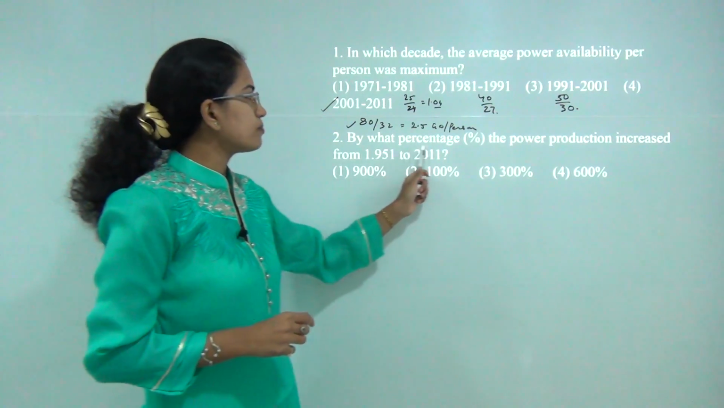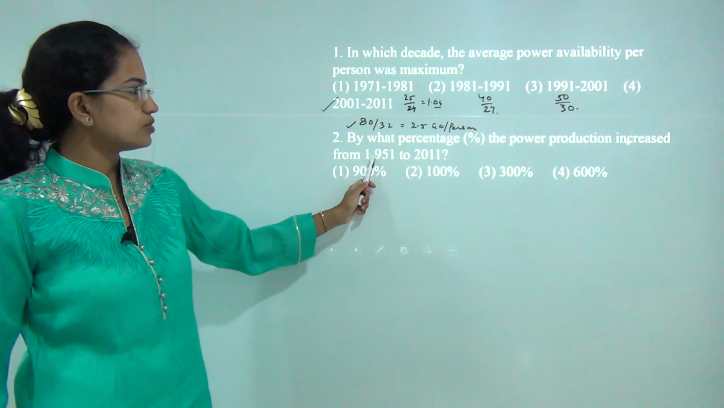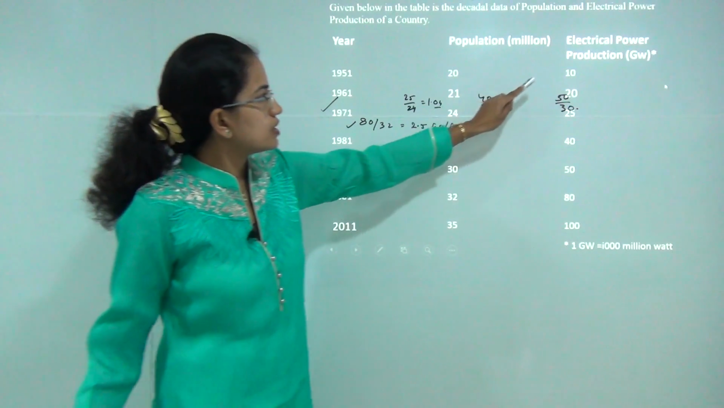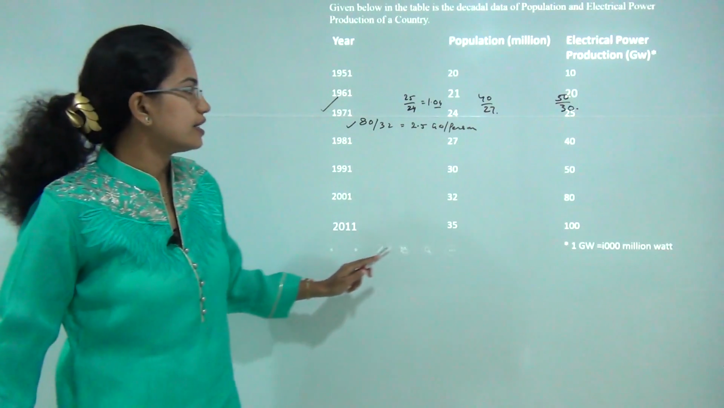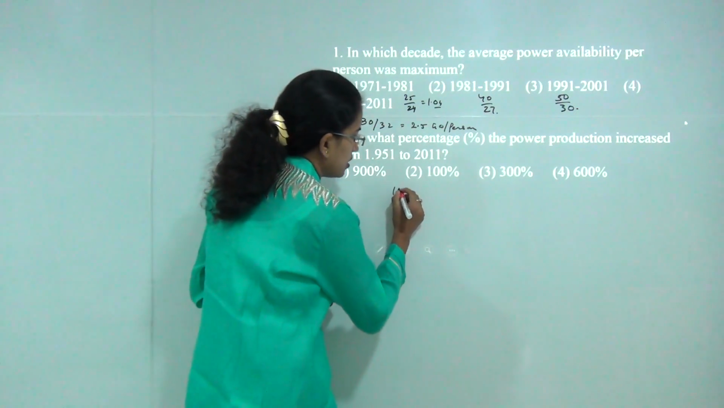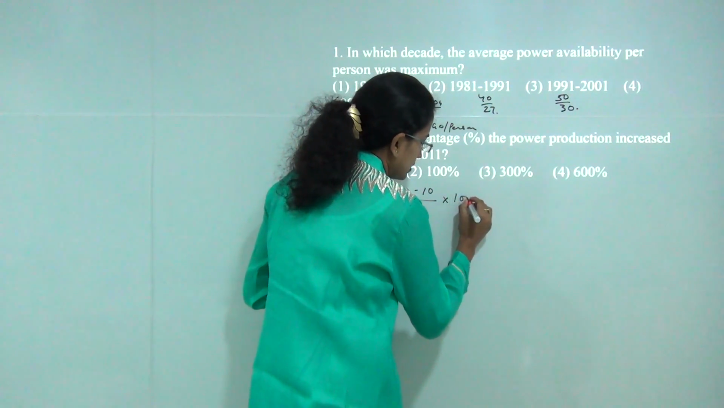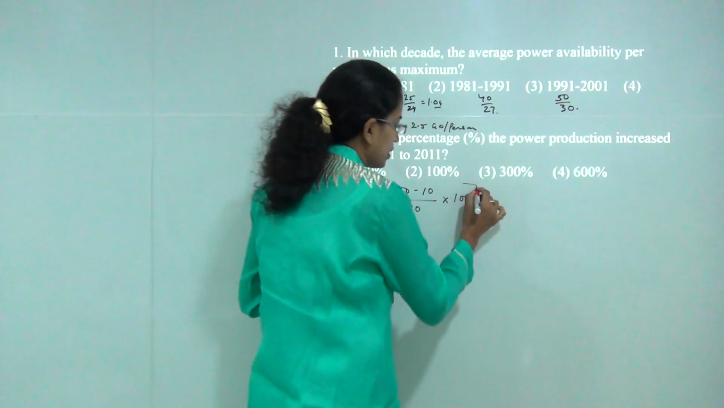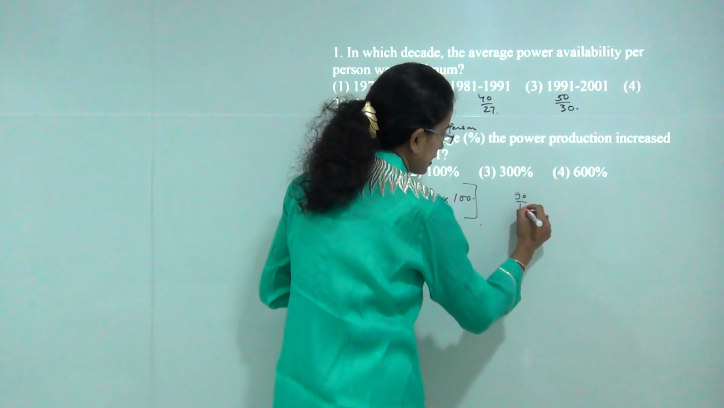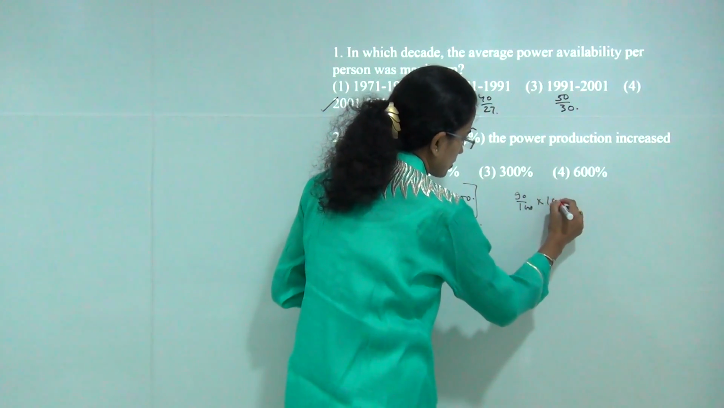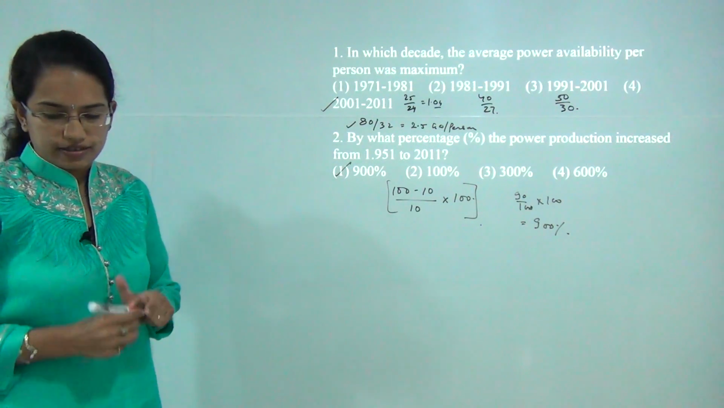The next is, by what percentage the power production increased from 1951 to 2011. Now for 51 to 2011 it increased from 10 to 100. So we can simply say the increase was current year minus last year by last year into 100. So that's the simple formula we apply to solve the percentage increase. So we have 90 by 10 into 100, or we can say 900%. So here the correct answer would be 900%.